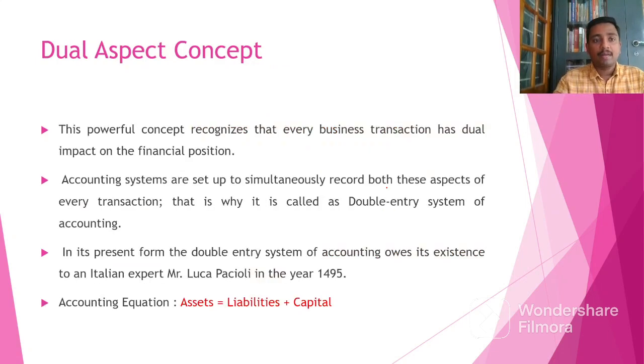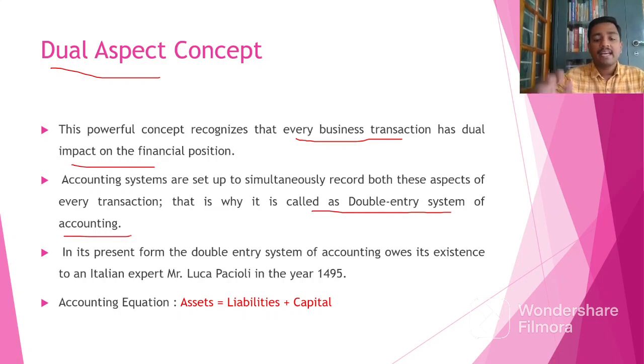Let's move to the next one, that is dual aspect concept. Duality means two, which means every transaction that happened in a particular business has two aspects, that is the debit aspect as well as the credit aspect. That is known as the dual aspect concept. So this concept says that every transaction has a dual impact, and this duality concept gives the double entry system of accounting. So that is the debit aspect and the credit aspect.